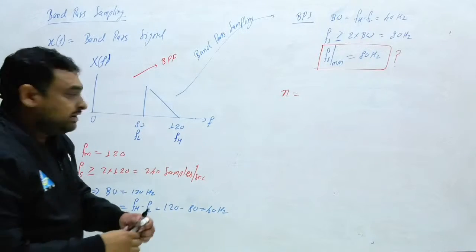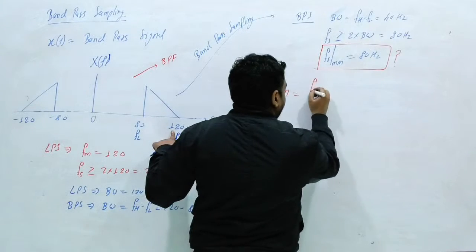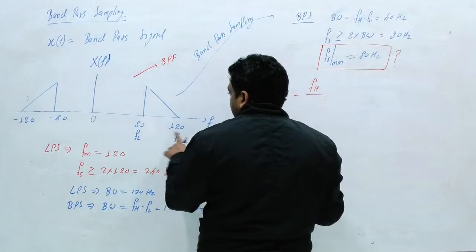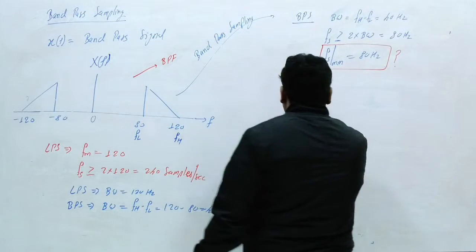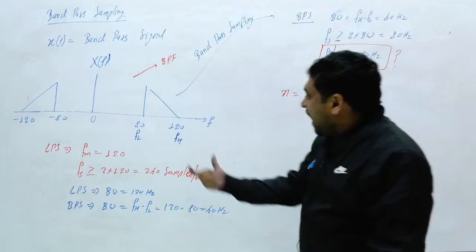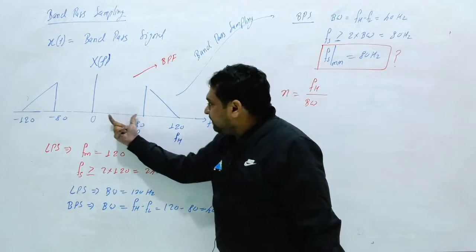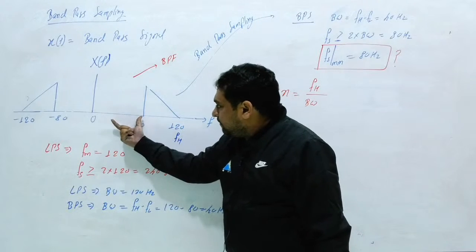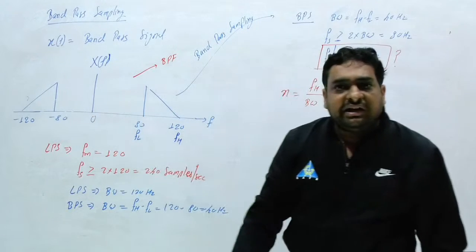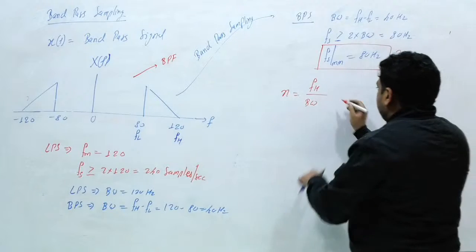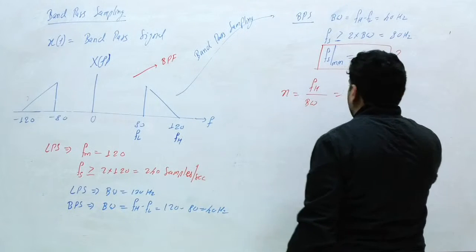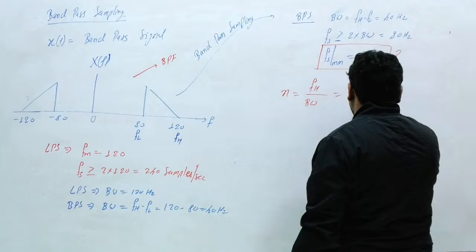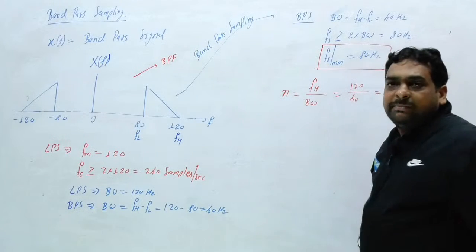So I can write FH, the highest frequency component, divided by bandwidth. It means how many signals can be present here. If this is 40, here one more and here one more, so 3 signals can be possible. FH is 120 and bandwidth is 40, so here 3 signals can be possible.